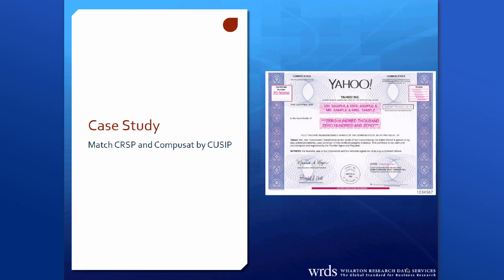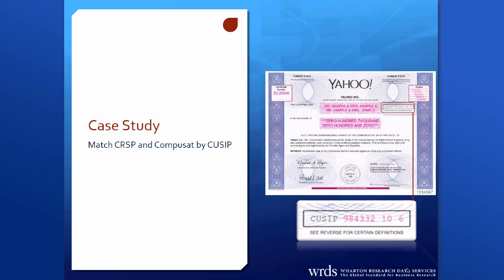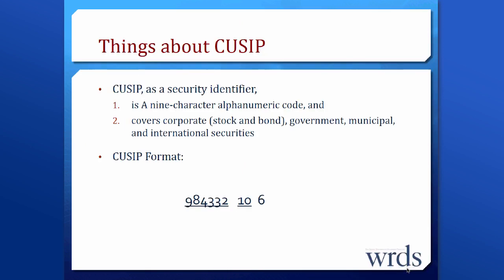The case study I'm going to use today is how to match corresponding Compustat data by using CUSIP. On the right of the PowerPoint, I believe this is a physical stock certificate, though I cannot be sure, of Yahoo, and you can see something called CUSIP. This is the identifier for this particular stock.